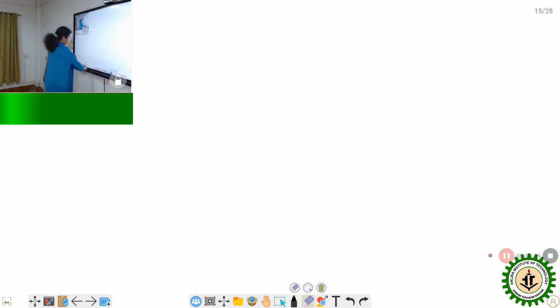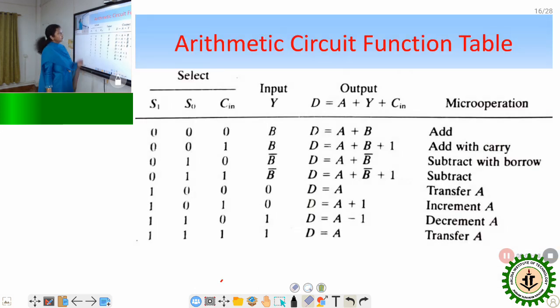So now next, S1 S0 equal to 0 1 and Cin value equal to 0. At that moment, this operation is possible, that is A plus B bar, the subtract with borrow operation. And when S1 S0 is 0 1 and Cin equal to 1, A plus B bar plus 1, the subtraction operation, will be possible.